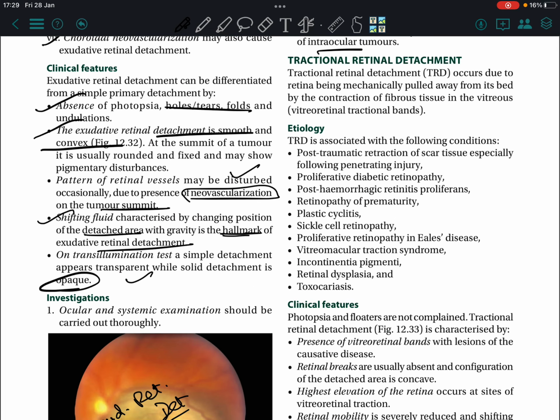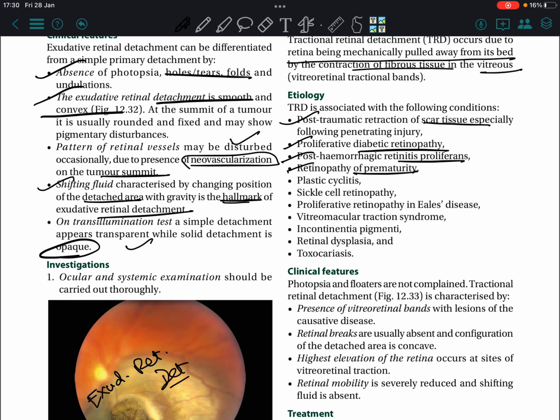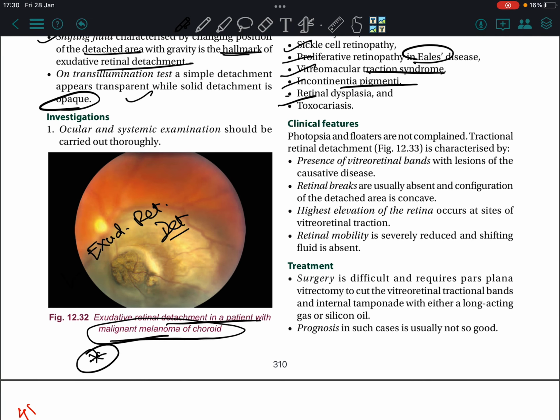Tractional retinal detachment occurs due to the retina being mechanically pulled away from its bed by contraction of fibrous tissue in the vitreous. Causes: post-traumatic retraction of scar tissue, especially following penetrating injury; proliferative diabetic retinopathy, post-hemorrhagic retinitis proliferans, retinopathy of prematurity, plastic cyclitis, recurrent retinopathy, proliferative retinopathy in Eales disease, vitreomacular traction syndrome, incontinentia pigmenti, retinal dysplasia, toxocariasis, etc.